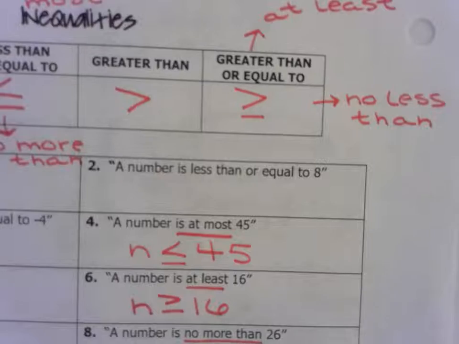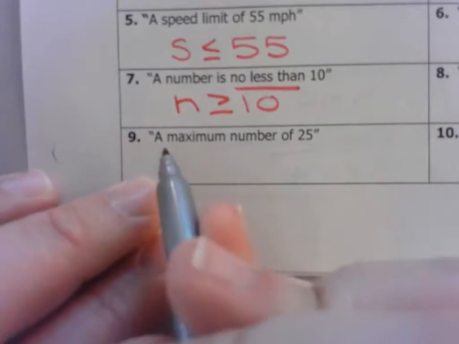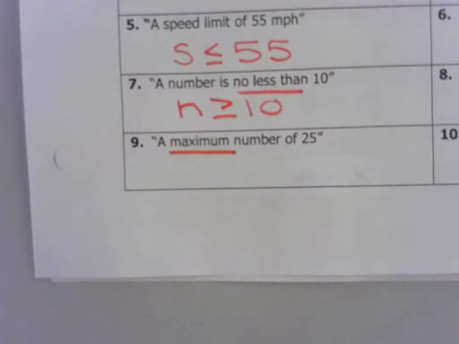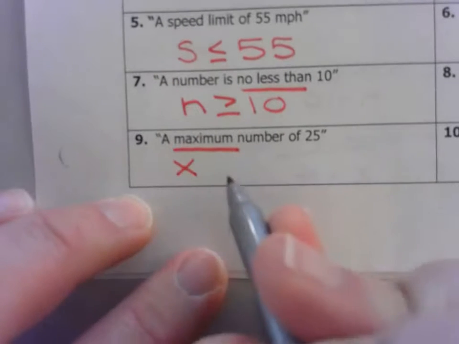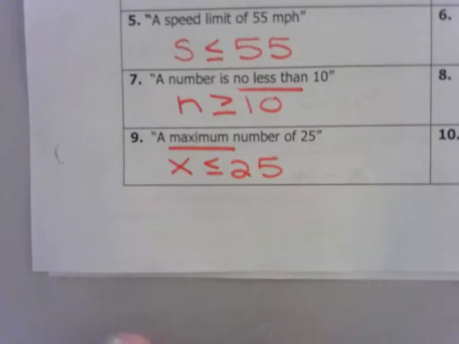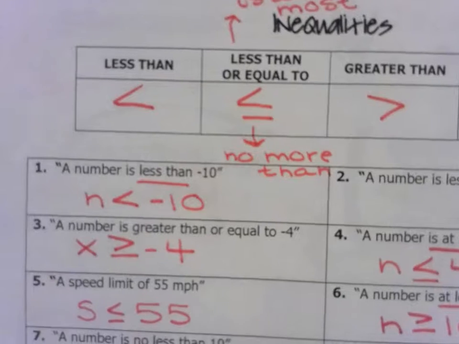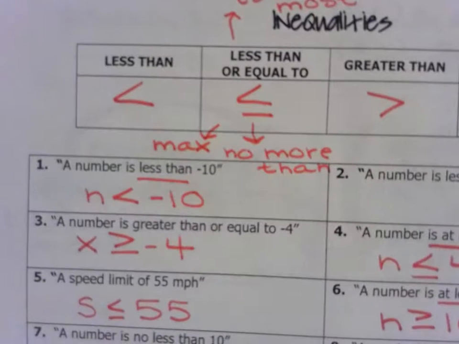Okay. Thanks. So greater than or equal to is no less than. Now let's look at 9 and 10. Maximum and minimum. A maximum number of 25. What does a maximum number mean? The highest it can be is 25. So all the rest of my numbers have to be what compared to 25? Less than or equal to. So let's put one more arrow, and that is maximum. If I'm talking about a maximum, everything else has to be less than or equal to it.